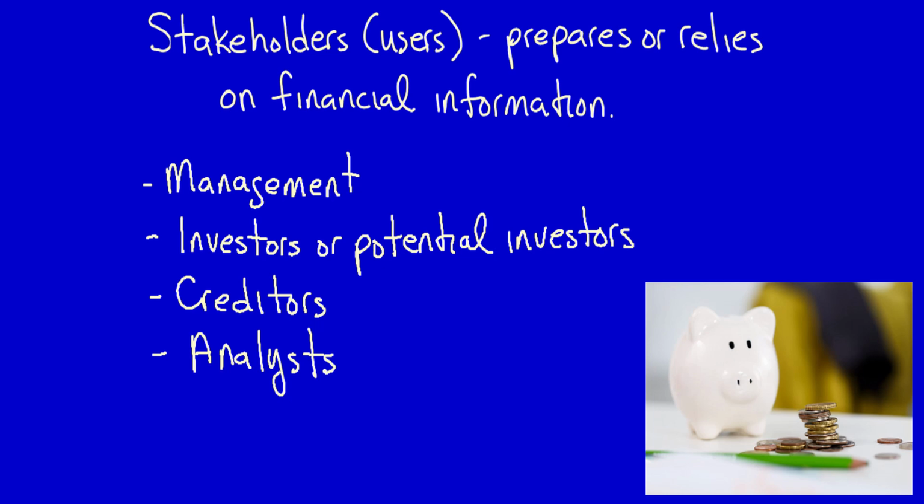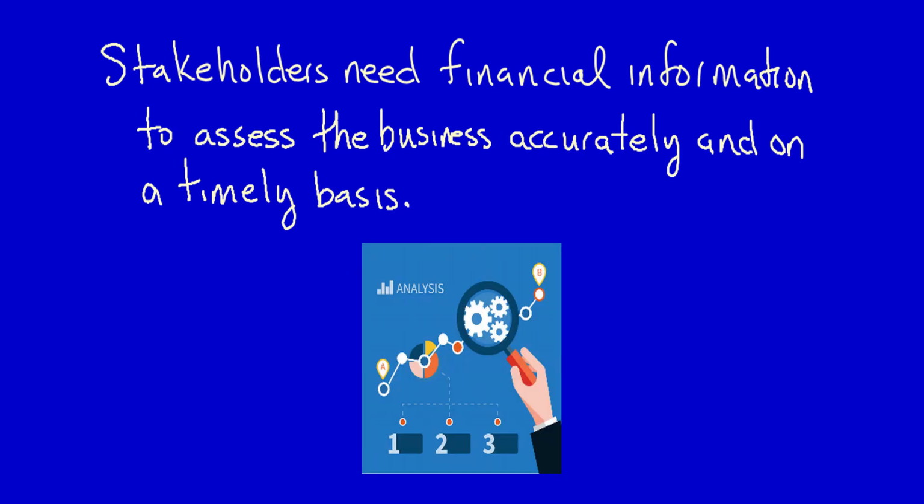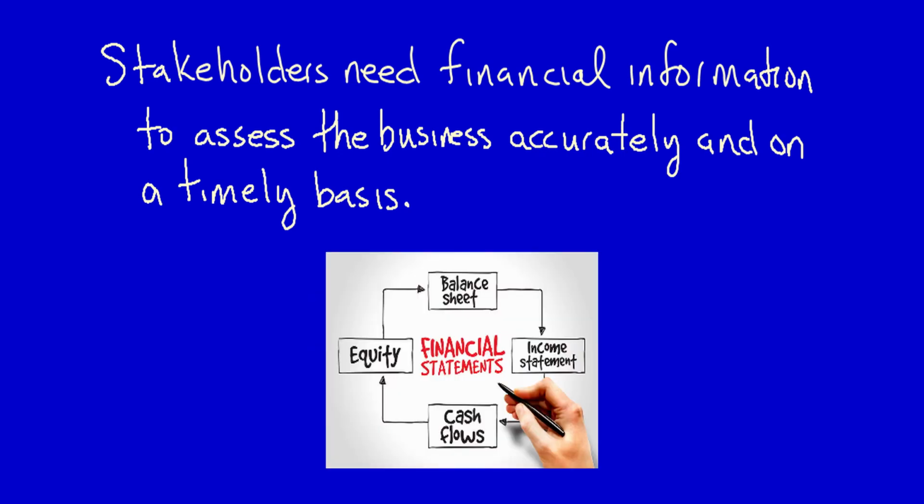Notice that the majority of stakeholders use financial information to make resource allocation decisions. Resources, by which we generally mean money, are limited, and stakeholders want to use their resources to get the highest return. They really want to use their resources effectively, so they need financial information to assess the business accurately and on a timely basis. Using financial information, stakeholders can compare different businesses, and they can choose to invest or lend money only to those businesses who will use those resources efficiently. That means the highest return for the lowest risk. Stakeholders can only make that assessment by using financial information.